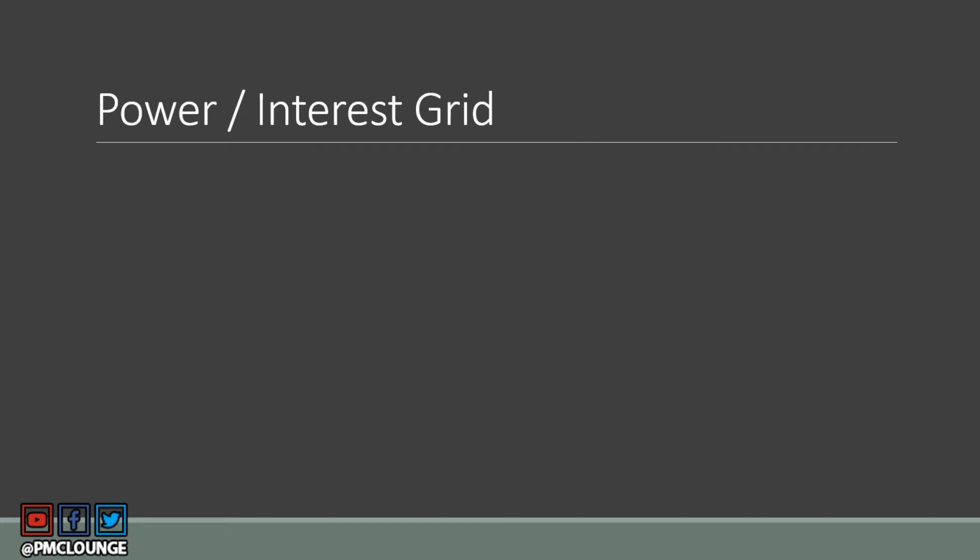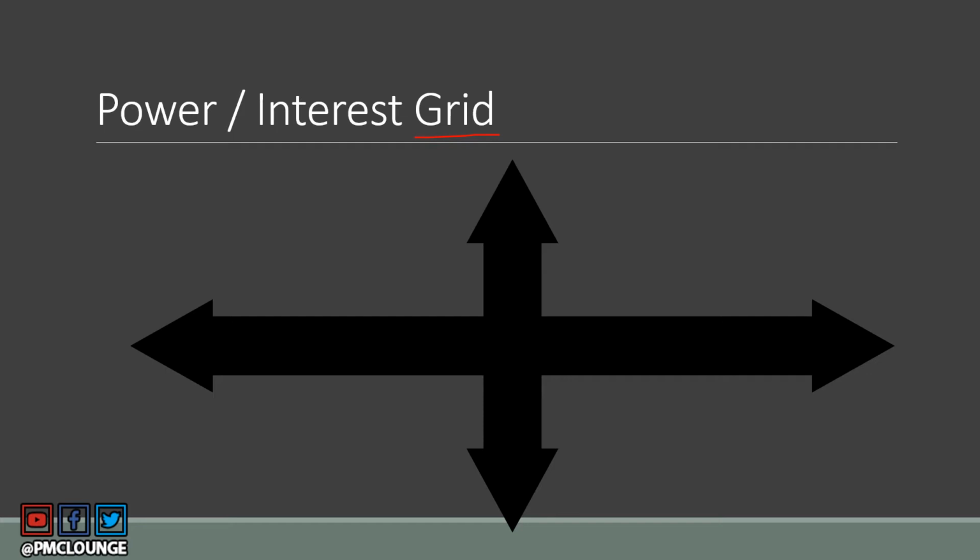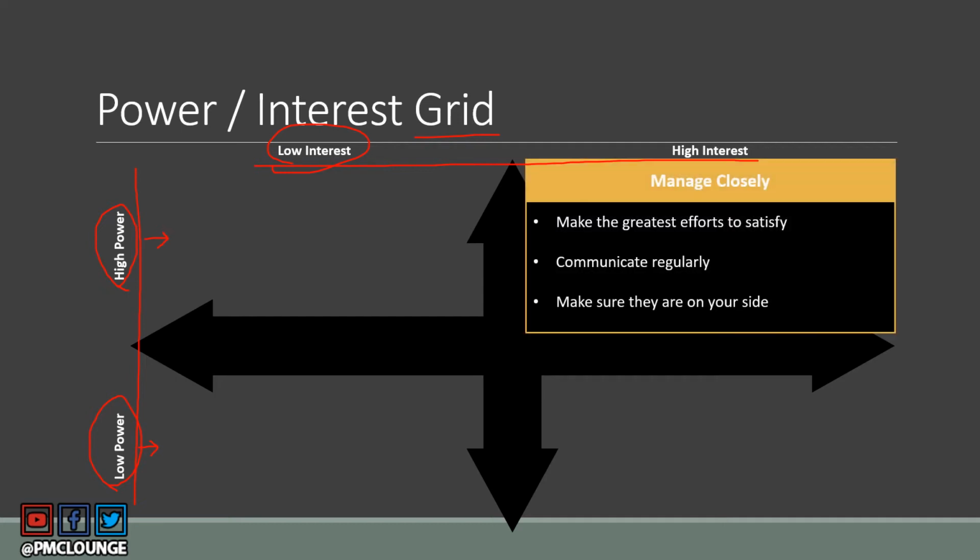All right, now let's talk about the power interest grid. And why is it called a grid? Because it actually is a grid. It contains four sections or quadrants, and they have two axes. One belongs to power, the other belongs to interest. That means someone with low power and low interest is going to end up in this quadrant. Similarly, someone with high power and low interest is going to end up in this quadrant. So let's start off with stakeholders that have high power and high interest.